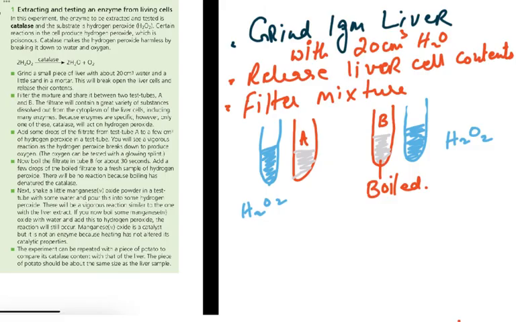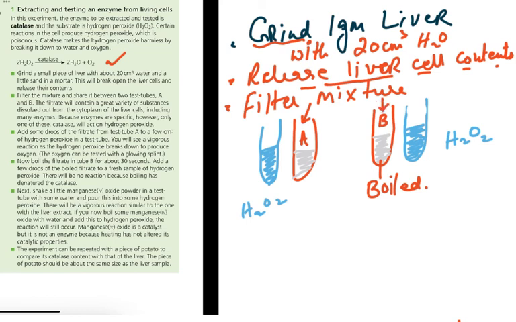Now we're going to extract and test an enzyme from living cells. The enzyme to be extracted and tested is catalase, and the substrate is hydrogen peroxide. Certain reactions in the cell produce hydrogen peroxide, which is poisonous, and catalase makes the hydrogen peroxide harmless by breaking it down to water and oxygen. Right? Now, what you do, you grind 1 gram of liver with 20 cm³ of water, and when you grind it, it releases the liver cell contents, which contain the enzyme catalase. So you filter the mixture and you add it to test tube A and test tube B.